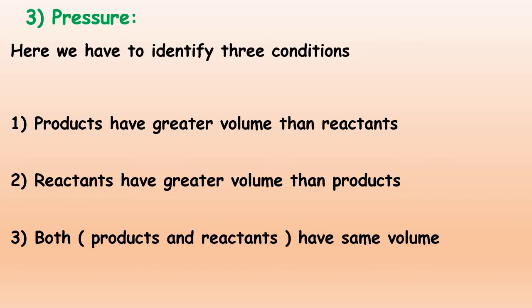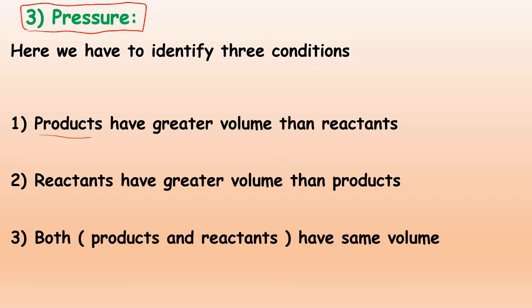Today we are going to discuss the last portion of the topic, that was the factors affecting the equilibrium position. So we were discussing the third one, that is the pressure, right? In pressure, as I have told you earlier, we have to identify three possible conditions: whether the products have greater volume than the reactants, or the reactants have greater volume than the products, or the third condition is that both reactants and products have the same volume, right?